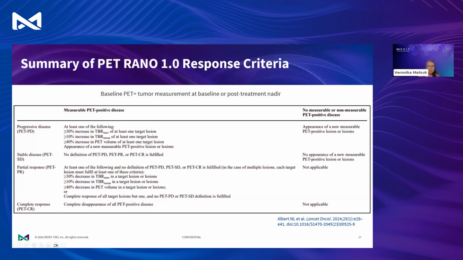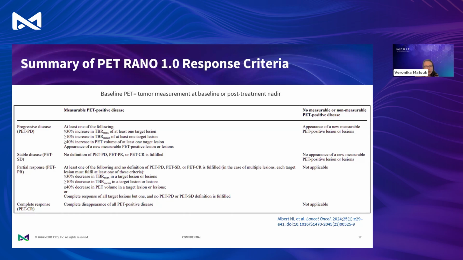And so this table provides the summary reference for this framework. Before we walk through the individual categories in the following slides, one of the important concepts to highlight is the reference point used for comparison. Throughout PET RANO, change is assessed relative to baseline, or when applicable, relative to the post-treatment metabolic nadir. The nadir reference becomes especially important when treatment-related fluctuations in metabolic activity can complicate interpretation. And we can come back to some of that when we reach progressive disease.